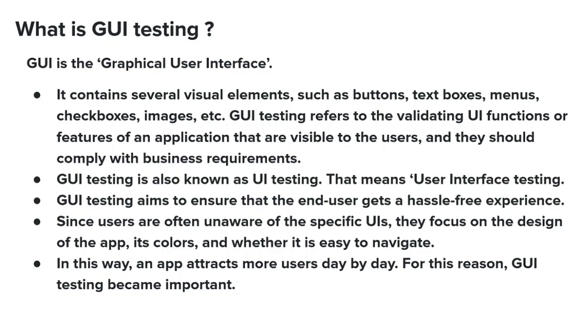GUI testing refers to validating the UI functions or the features of the application that are visible to users and whether they are behaving as per the requirement or not. Normally whenever we perform testing, we first have to write the test cases. When we write the test cases, we get the functional requirement document from the product team.